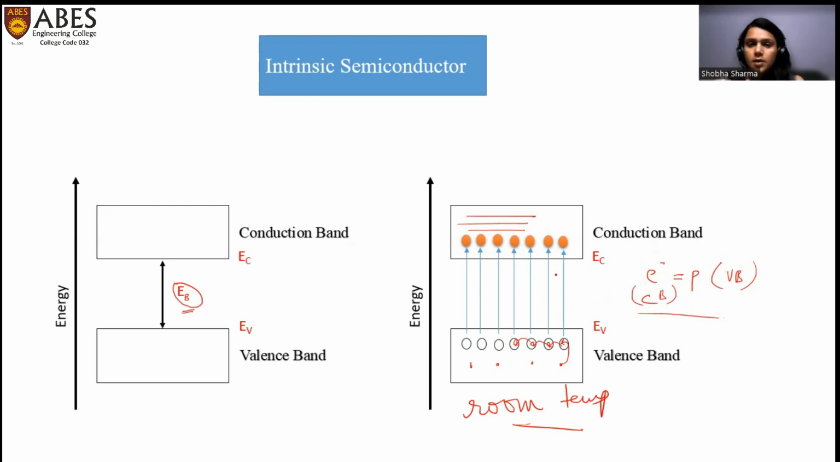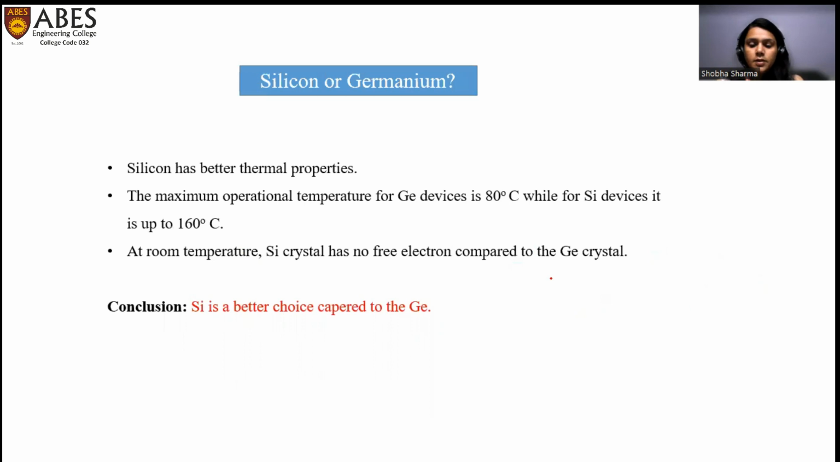Now, whenever we talk about semiconductors, we often take only two types of crystals like silicon and germanium, but silicon is preferred over germanium in the maximum cases. So here are three reasons why we prefer silicon over germanium.